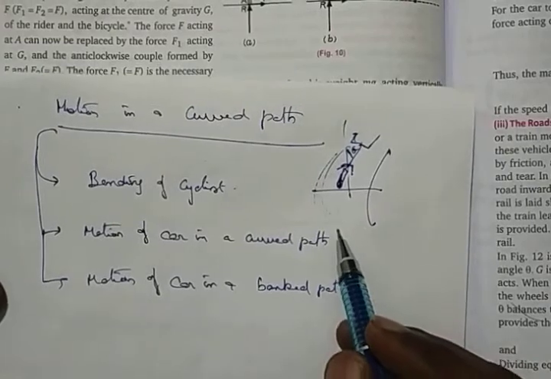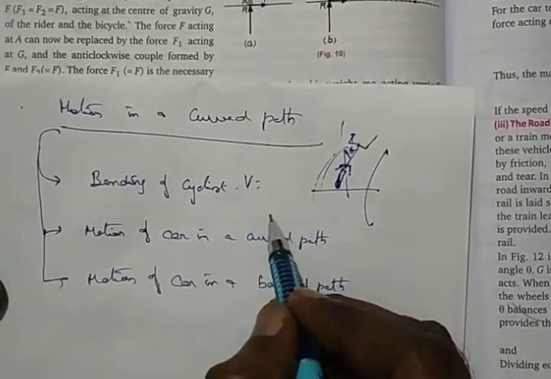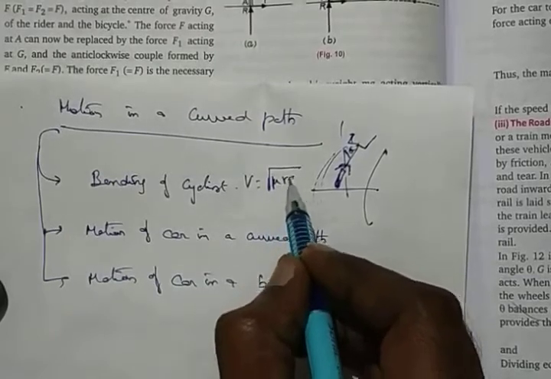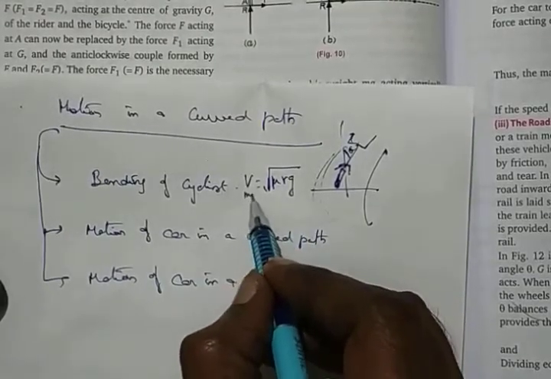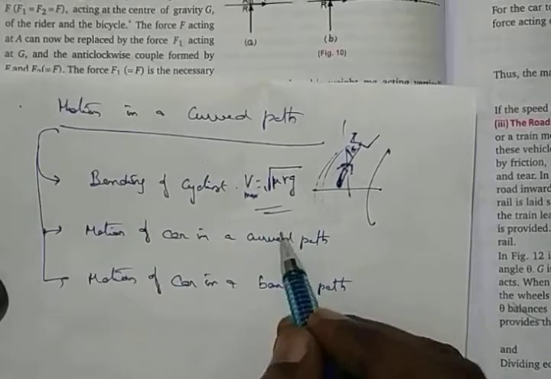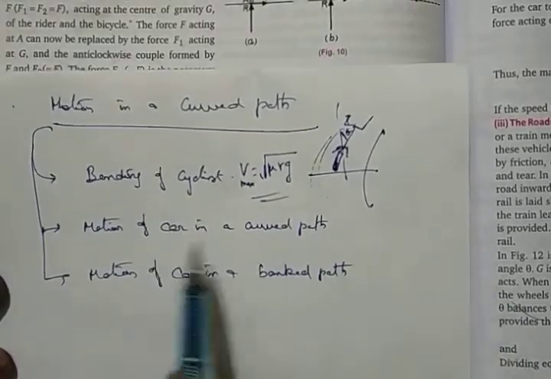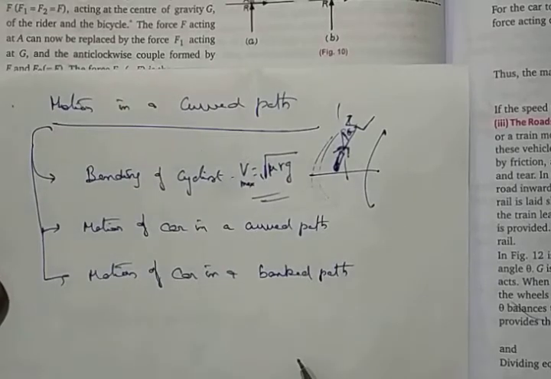So the final formula is, what is the maximum velocity? How much maximum velocity can it go? Under root of mu into r into g. That is the maximum velocity it can go. So these things you would have already dealt with. Okay, bending of cyclist. Next one is motion of a car in a curved path also.